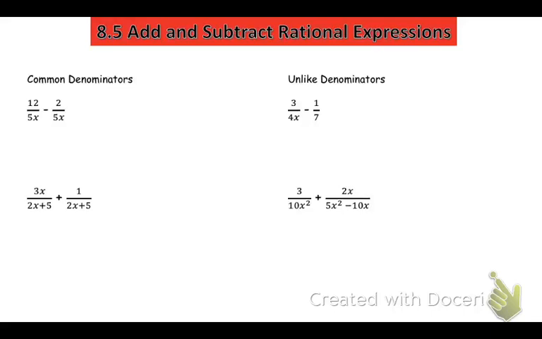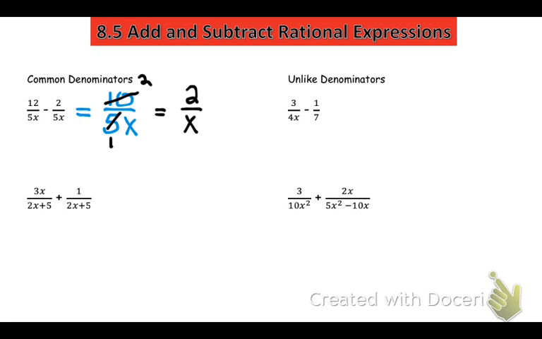In lesson 8.5, we're going to add and subtract rational expressions. When we add and subtract fractions, you remember we need to find common denominators. So the first example already has a common denominator, 5x. So we just do 12 minus 2, which is 10 over 5x. And then we can simplify by dividing the numerator by 5. That's 2. Denominator, 5 goes into 5 once, and it simplifies to 2 over x.